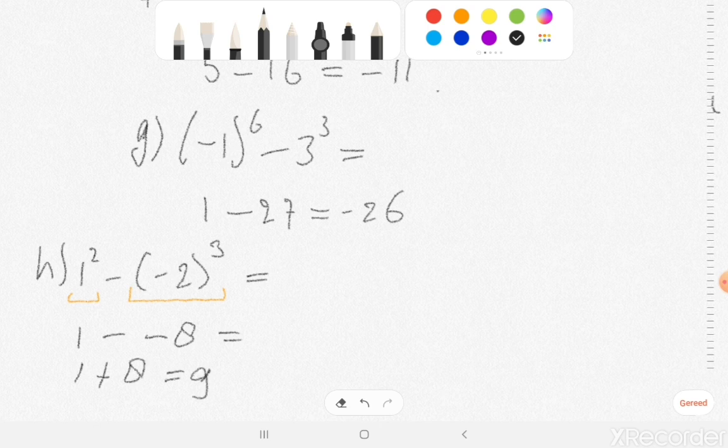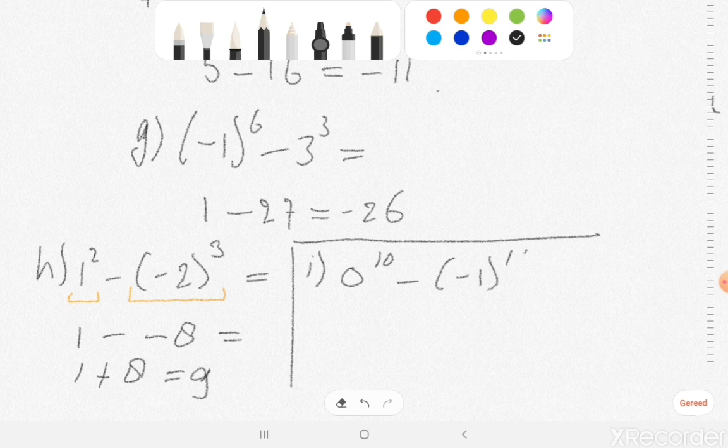And then the last one, exercise I, 0 to the power of 10 minus, inside the brackets, minus 1 to the power of 10. 0 to the power of 10 is just 0, minus, and then this part, minus 1 to the power of 10. 10 is an even number, so we know that the answer is a positive one. So 1, and 0 minus 1 is minus 1.